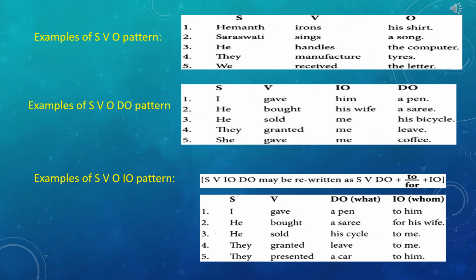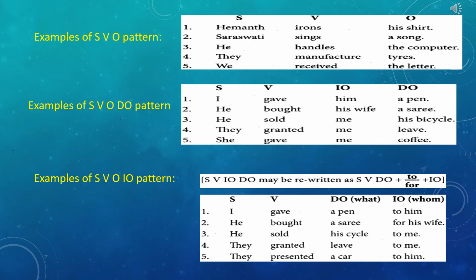Second sentence, he bought his wife a sari. He is the subject, verb is bought. Indirect object. We should ask the question, whom? Whom did he bring? His wife. So that's an indirect object. And what did he bring? A sari.